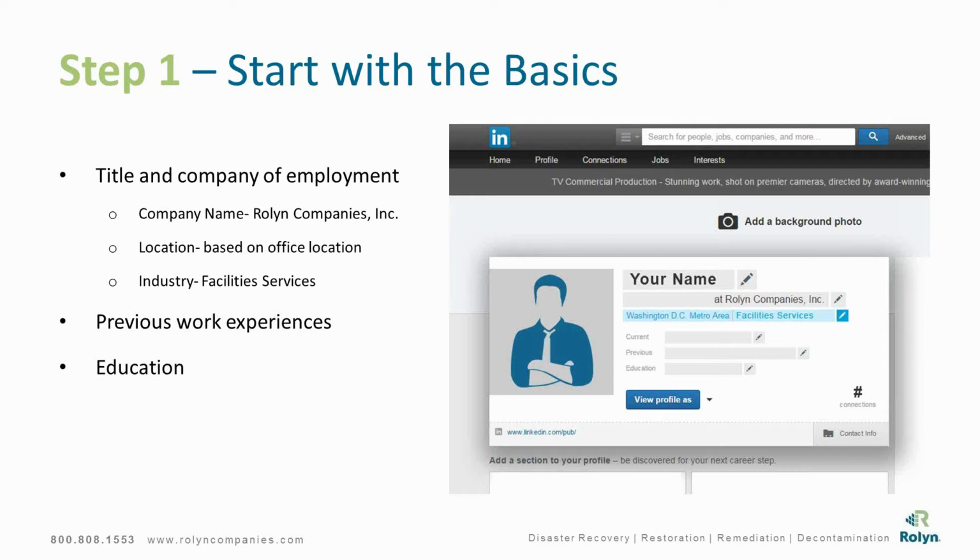First of all, you have to put in your title and where you work, your company of employment. When you're putting your title in, make sure it matches what's on your business cards and what people in your workplace and your clients know you as. The company of employment, when you're putting in Rolyn Companies, make sure it's Rolyn Companies, comma, Inc., period, and not Rolyn. Please don't use Rolyn Construction. Make sure you're using the correct company name. And I'll tell you why that's important.